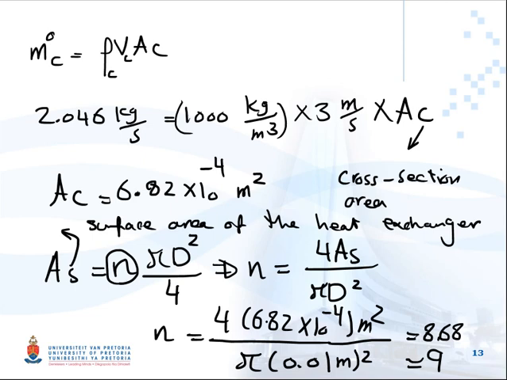Why is that? It is because of this particular question. In this particular question, the cross section area is equal to the surface area of the heat exchanger. But is it the case in every single geometry and situation? No. So just keep it in mind that AC is the cross section area and AS is the surface area of the heat exchanger.